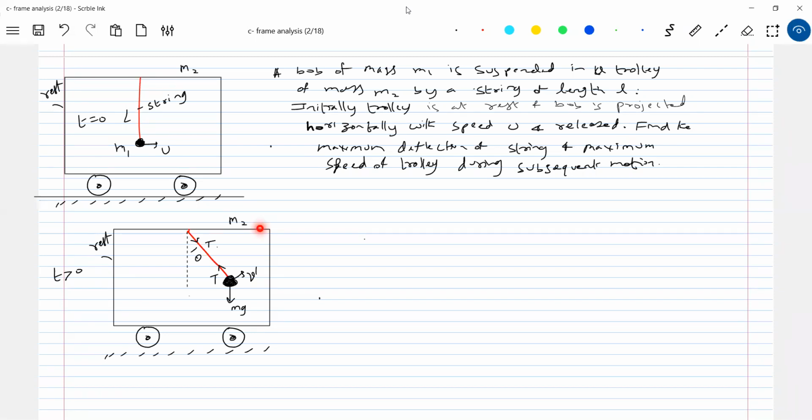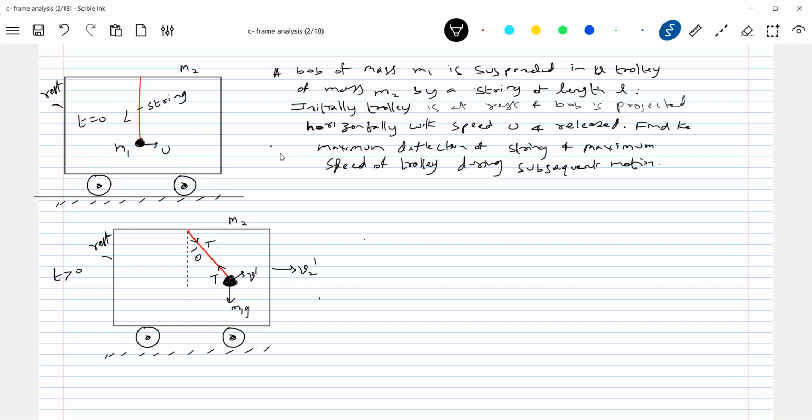So what do you expect the trolley to do? The trolley will acquire a velocity v2 dash. Because of this tension, T sin theta, the trolley will be moving towards right here. Now, what is the state of the bob? What will happen to the bob gradually?